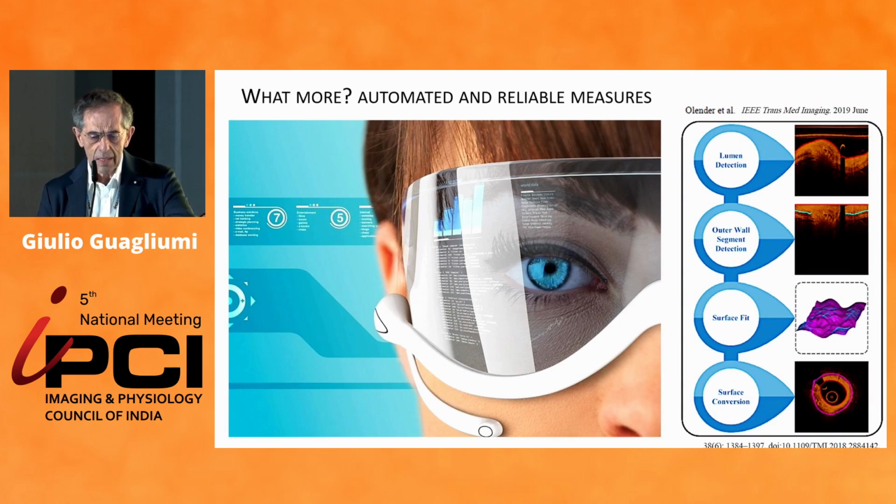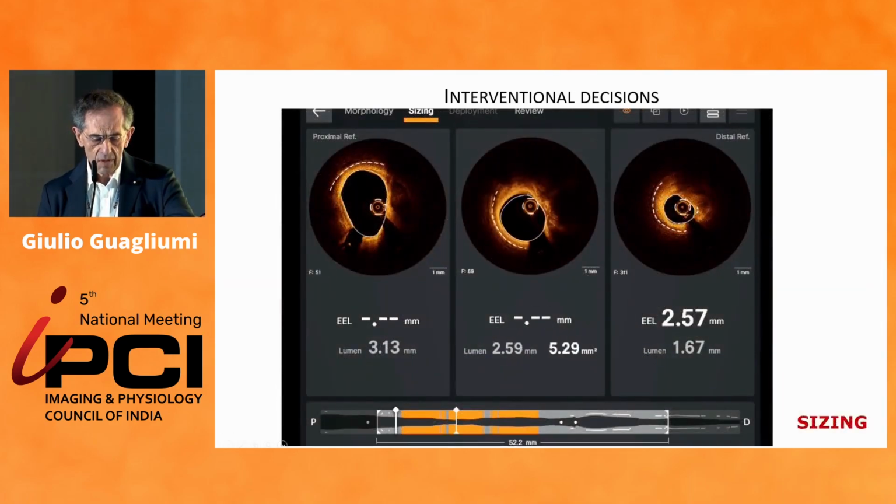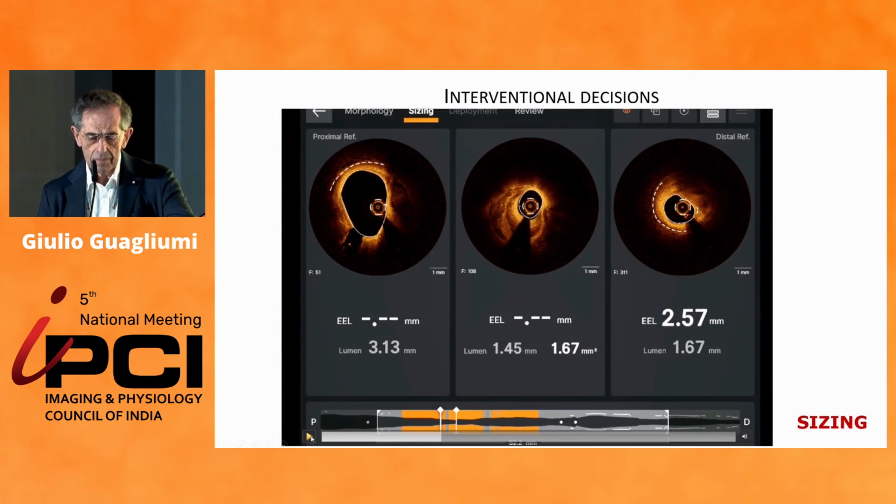The first one, it can be very reliable in making automatic analysis. In the past, we got the automatic lumen border. Now we are going to get something different, that is the EEL. Here you might see the same patient. Here in the center, you have each section.